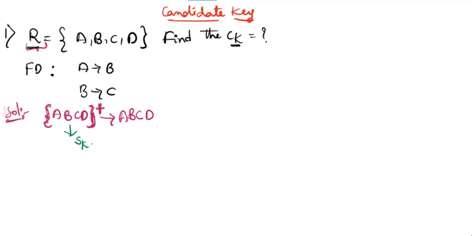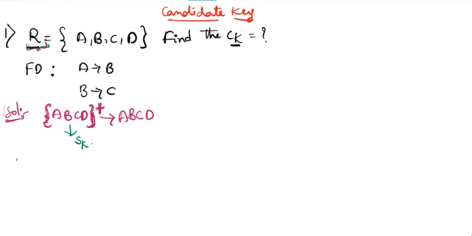And are any other super keys possible or not? Let us check. How do we check the other possible super keys? Let us take the subsets of this set. Those subsets are also super keys if they determine the complete R. Only in that case are they super keys. So let us take them one by one.